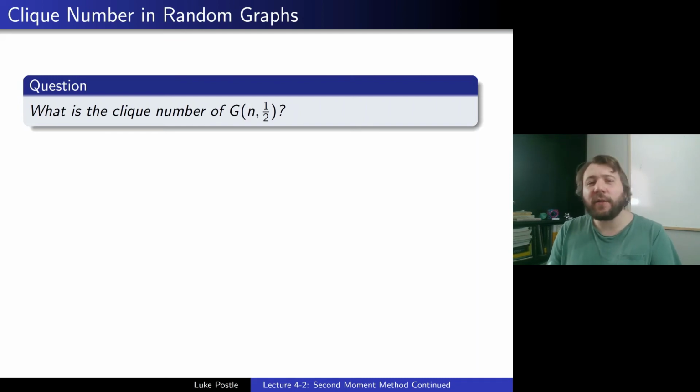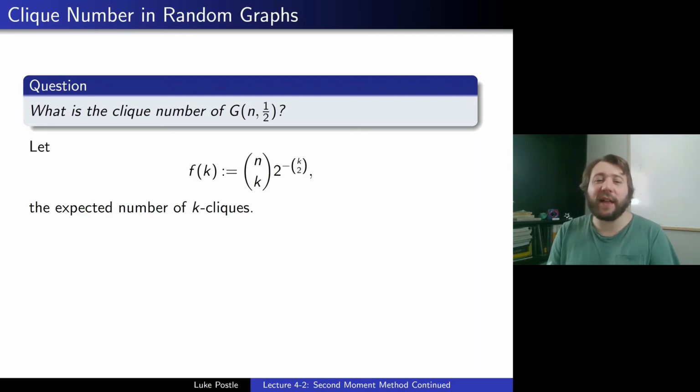And here, it's a bit of an ambiguous question. What is the clique number? It's a random graph. The clique number depends on the outcome. But what we're asking for is more, can we say anything about what the clique number is almost always? Or somehow, what is it asymptotically almost always? Roughly, what is that number most likely to be?